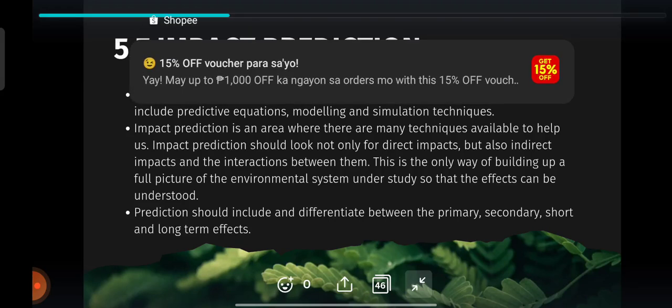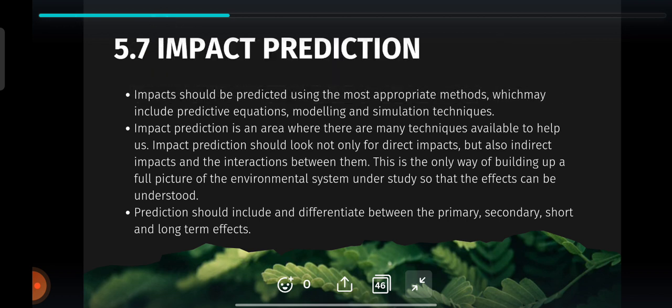This is the only way of building up a full picture of the environmental system under study so that the effects can be understood. So, impact predictions kay dili lang dapat focus sa mga direct impacts sa projects pero dapat pod sa mga indirect impacts niya ug unsay interactions sa duha. Sa ingon nga way makatabang para dali ra sabtan ang mga impact. So, prediction should include and differentiate between the primary and secondary, short and long-term effects.